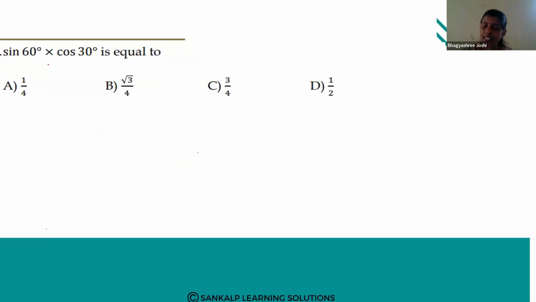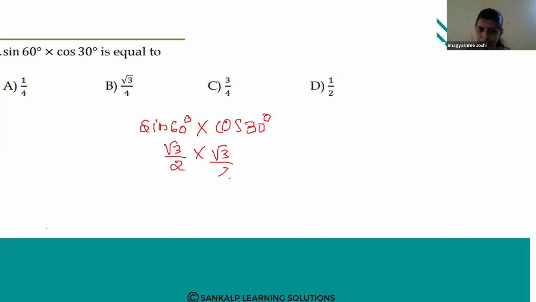Next, sine 60 degree into cos 30 degree is equal to what? What is the value of sine 60 degree? Root 3 divided by 2, and cos 30 degree is root 3 divided by 2. Root 3 into root 3 is 3, 2 into 2 is 4. So 3 divided by 4. Therefore, option C is right.